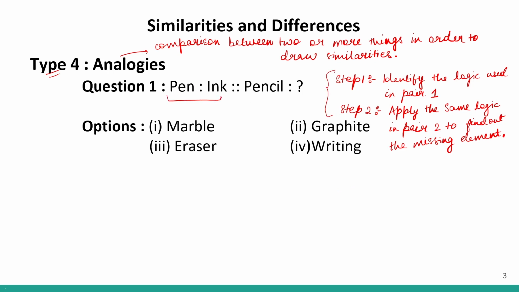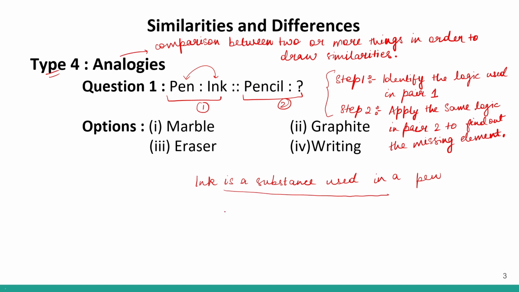Now over here, the first pair is given in this question, and the second pair we have to find out. So how is pen associated with ink? I can write that ink is a substance used in a pen. Similarly, we have to find out a substance used in a pencil. Out of the 4 options, graphite is a substance which is used to make the lead for pencil. So our answer will be option number 2, graphite.